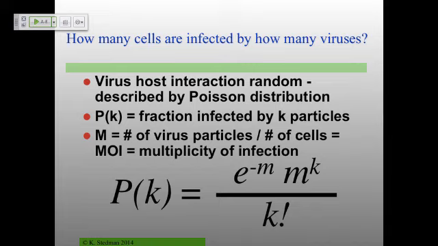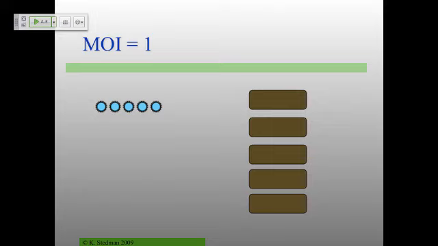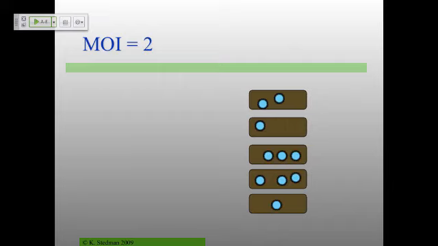I put together a little diagram of this. If you have an MOI of 1, and this is 5 virus particles and 5 cells, they do this infection. What you'll see is that some cells are going to have 1 virus infecting, some are going to have 2, and some are going to have 0. And this is, again, just random distribution. If you do an MOI of 2, you're going to have some cells that have 1, some cells that have 3, some have 2, some have 1, and some are also going to have none.